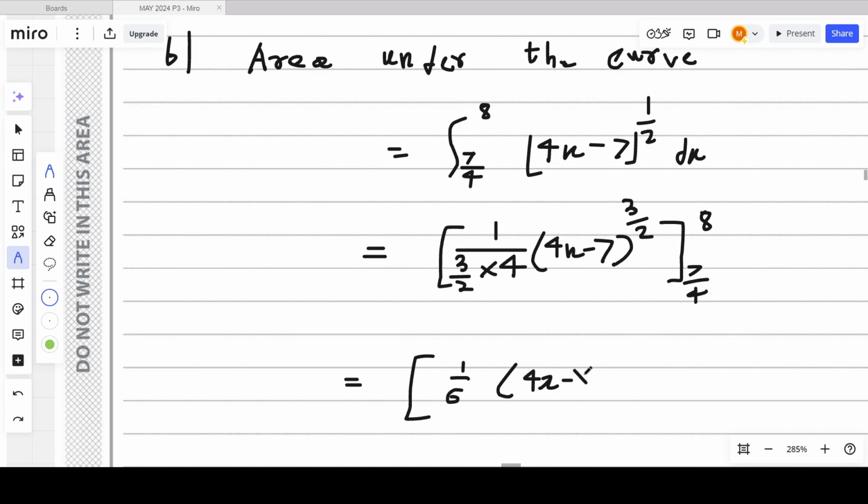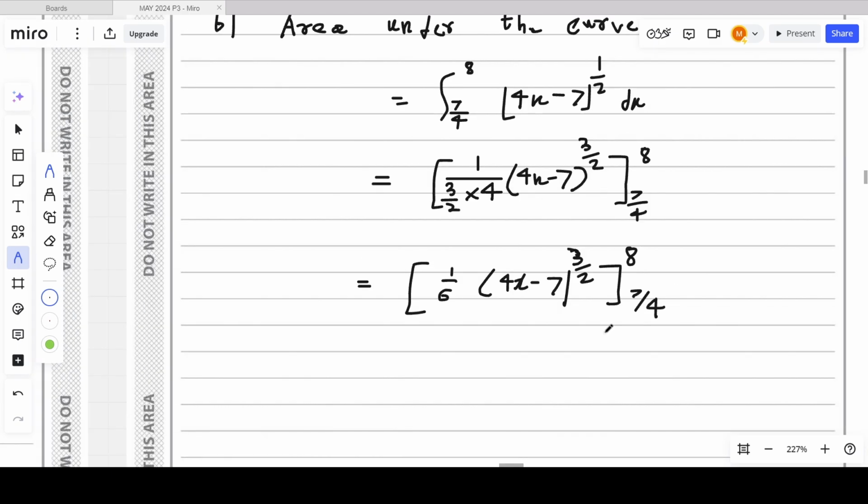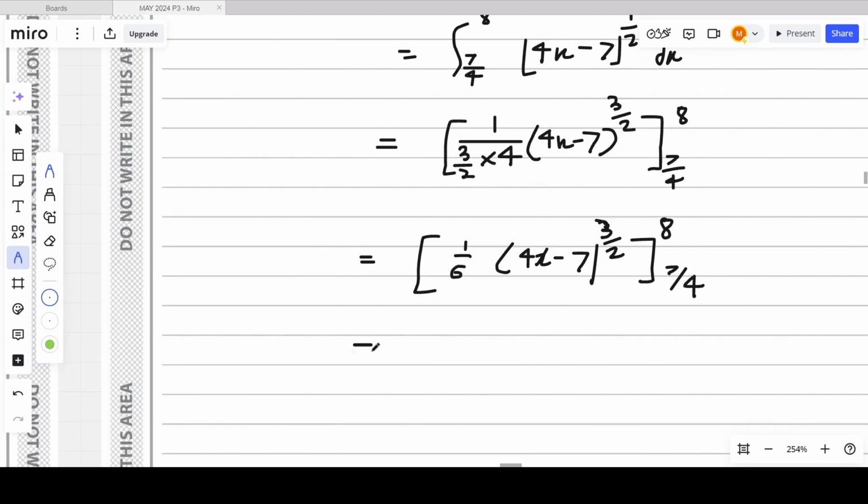Okay, so (4x minus 7) to the power 3 over 2, over 3 over 2. So the upper limit is what? 8, and the lower limit is 7 over 4. Okay, so now put the value. We got the x value is 8 for the upper limit. So if you put x equals to 8, what you will get?